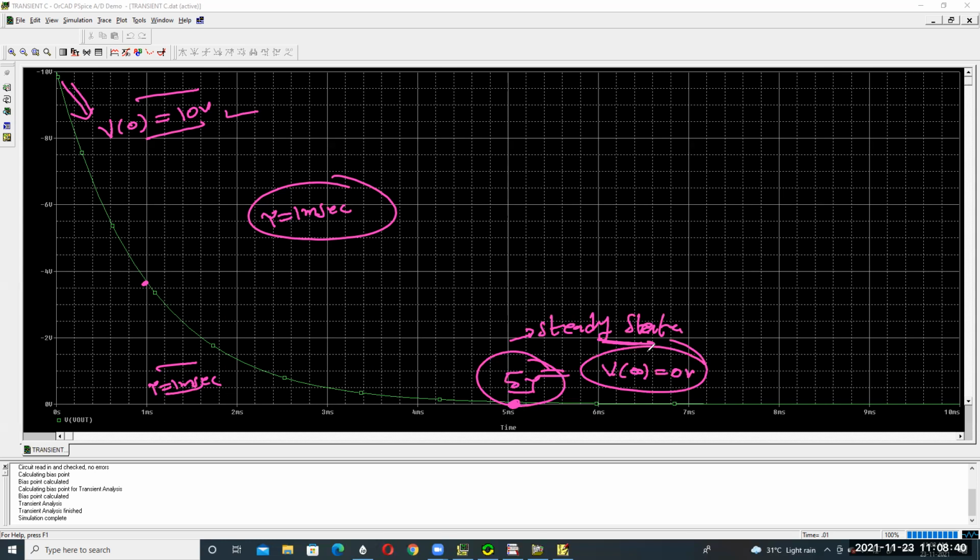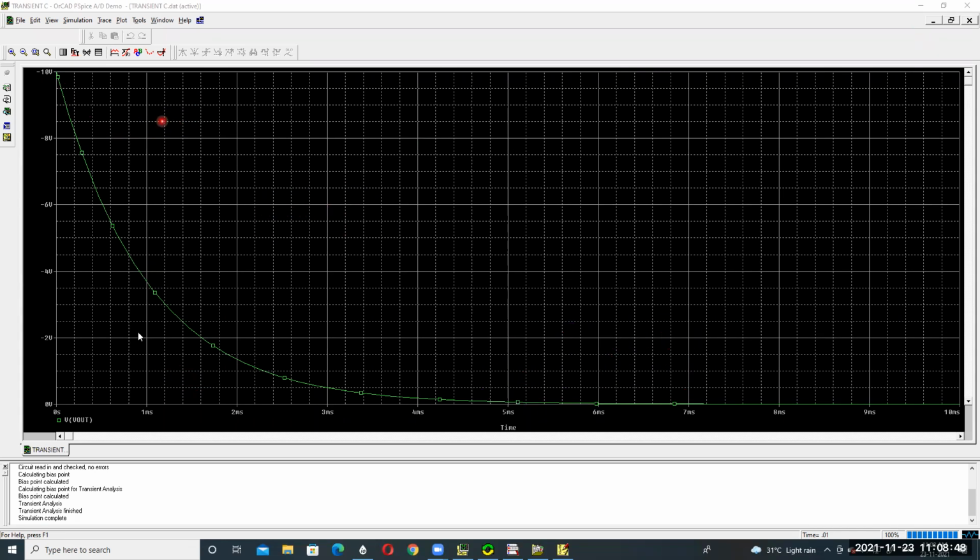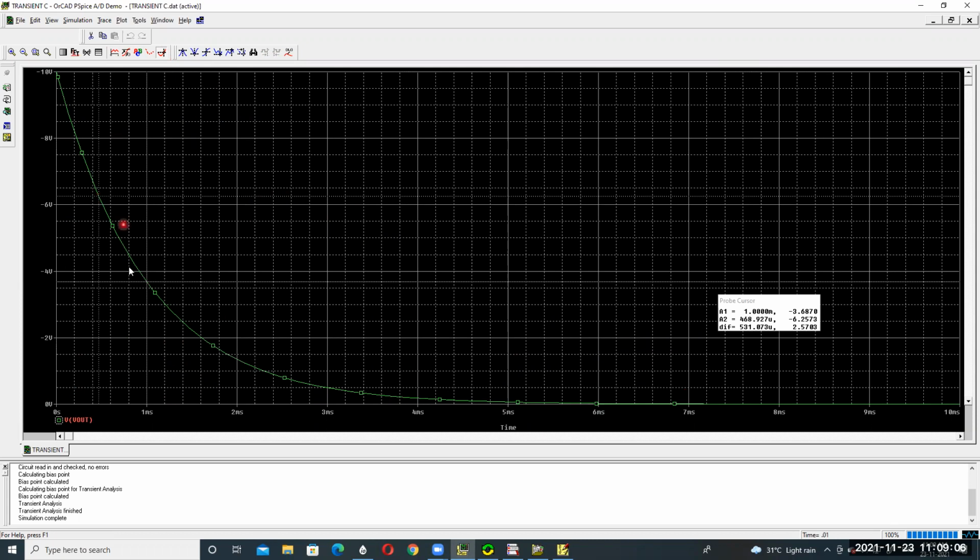If you want to know these values, the voltage across the capacitor and how it decreases, take this icon and press it. If you want to know the time constant, select the marker here. For a time constant of 1 millisecond, this is the marker. Place it at 1 millisecond and press, and it will be displayed like this.